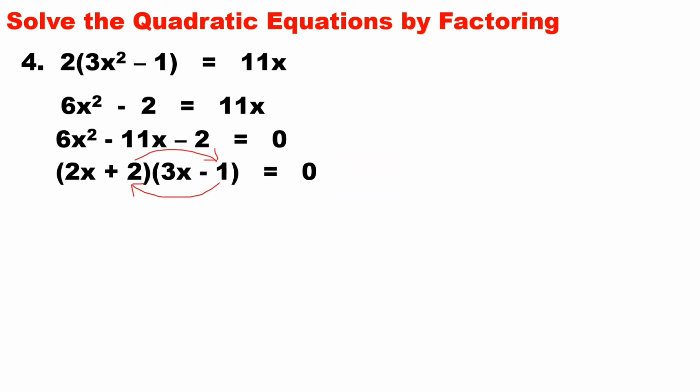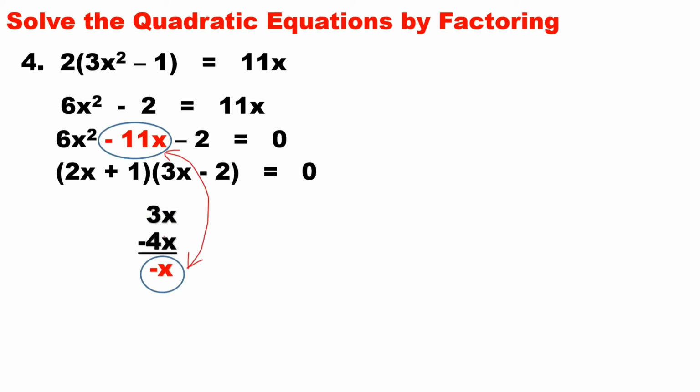Next is to interchange the factors of the third term. 2 will become 1 and 1 will become 2. 1 times 3x is 3x. 2x times negative 2 is negative 4x. 3x minus 4x equals negative x. Again, negative x did not match negative 11x. Therefore, the factor combinations are still not correct.